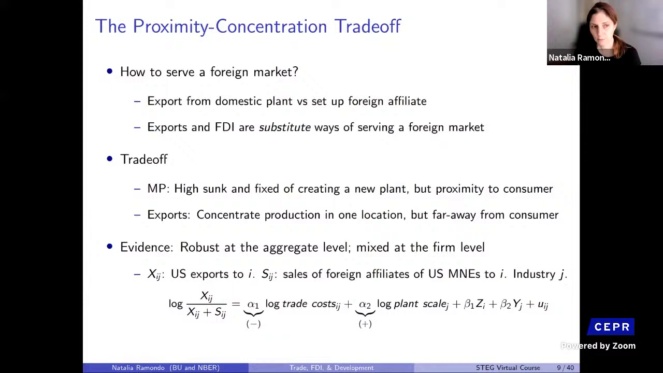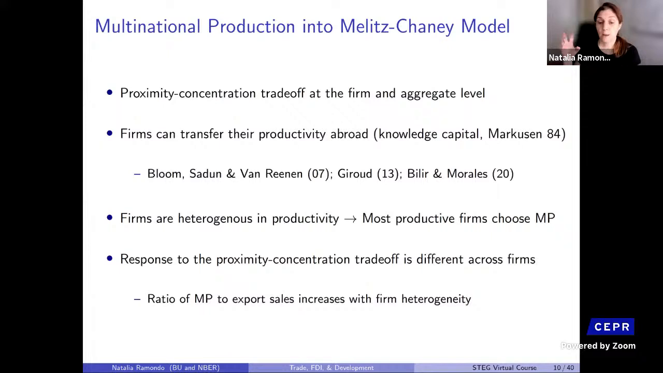So let me start with the first model, that is, multinational production, MP, in the Helpman-Melitz-Yeaple model. That's the paper I told you about, Helpman, Melitz, Yeaple, 2004. So this model will start with the proximity-concentration trade-off at the firm and aggregate level.